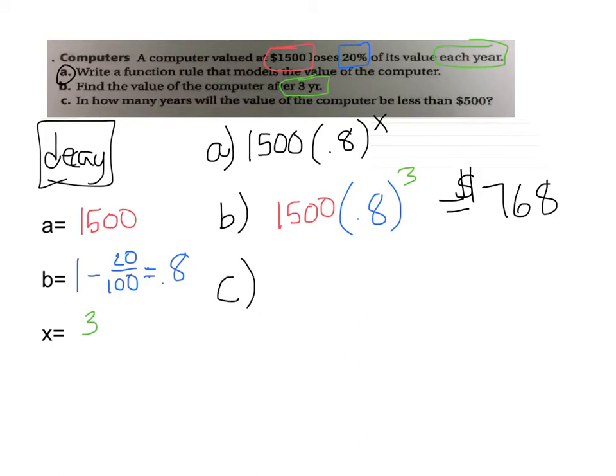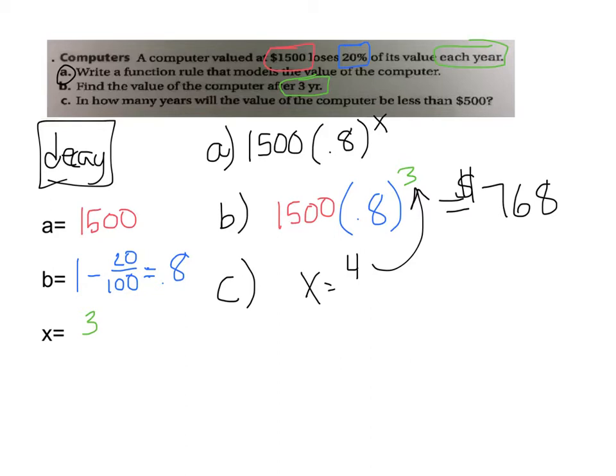For part C, we're going to work on something a little different. It's asking us how many years will it take for the value of the computer to be less than $500. Now, it's possible just to say, well, x equals 4, plug that 4 into that, and see what happens. But that's not the fastest or easiest way to do it. So the simplest way to go ahead and do this is to use your calculator.